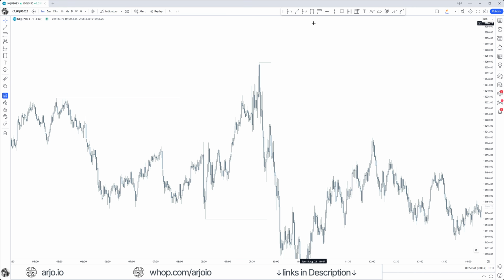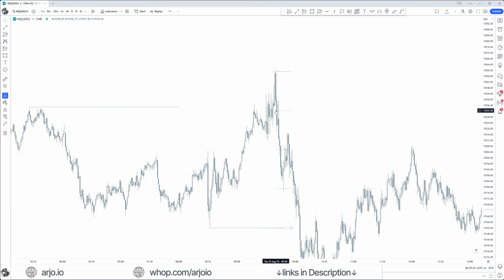So what do you do? You draw your Fibonacci tool from that intermediate term high to that target right there, which is the intermediate term low on a 1 minute basis. Then you can see the first entry, the 0.25 level right there.